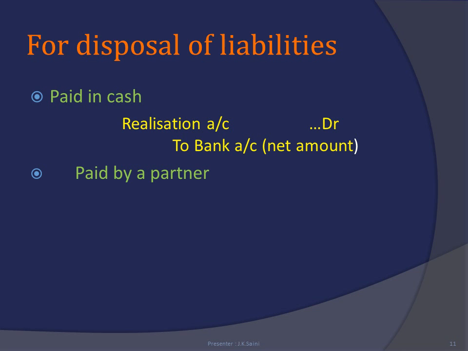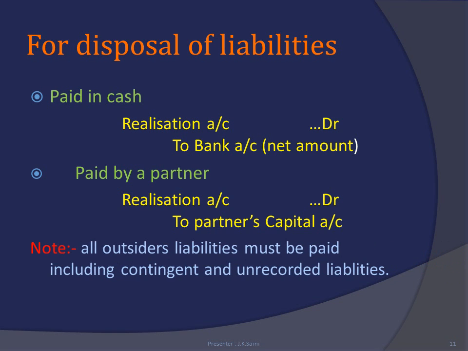And if a liability is paid by a partner, realization account is debited and partner's capital account credited. Note that all outsider liabilities must be paid, including contingent and unrecorded liabilities. Contingent and unrecorded liabilities are those liabilities which are not there in the balance sheet, but at the time of dissolution, these are required to be paid.